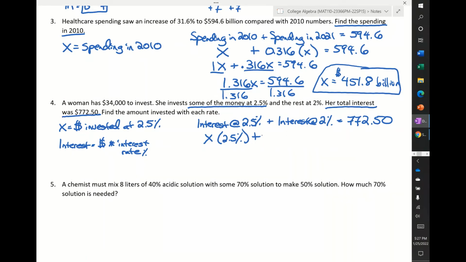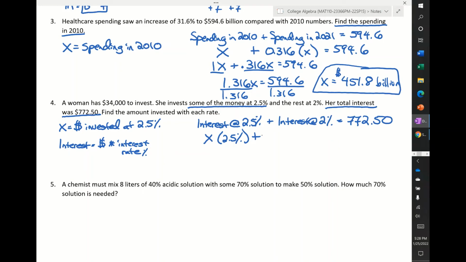This is where it's a little tricky. If we invested X number of dollars at 2.5% and there's 34,000 total, how much is left over? That's $34,000 minus X number of dollars we already invested. Say the pot is $34,000, and if I invested $4,000, how much is left over? 30,000.